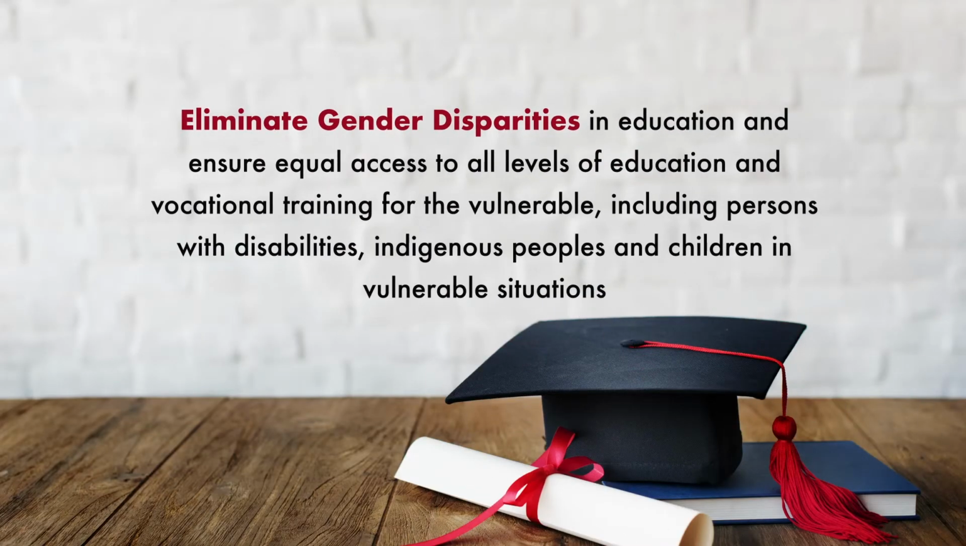Another target is to eliminate gender disparities in education and ensure equal access to all levels of education and vocational training for the vulnerable, including persons with disabilities, indigenous peoples, and children in vulnerable situations, by 2030. By 2030, ensure that all youth and a substantial proportion of adults, both men and women, achieve literacy and numeracy.